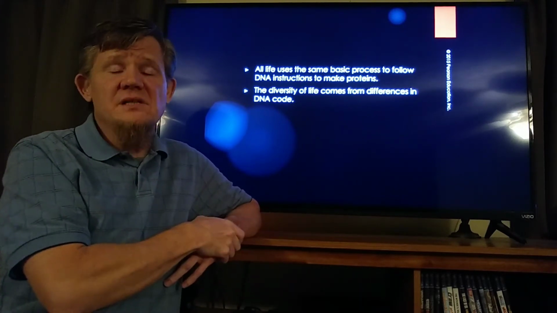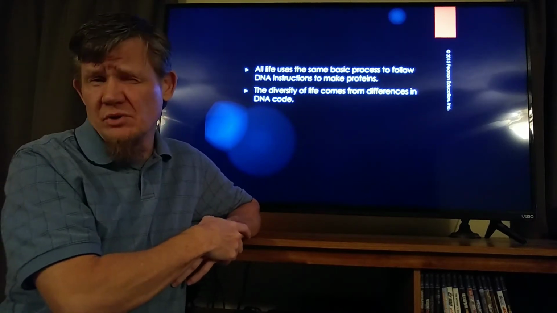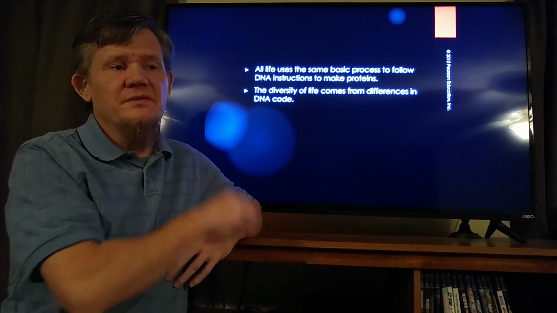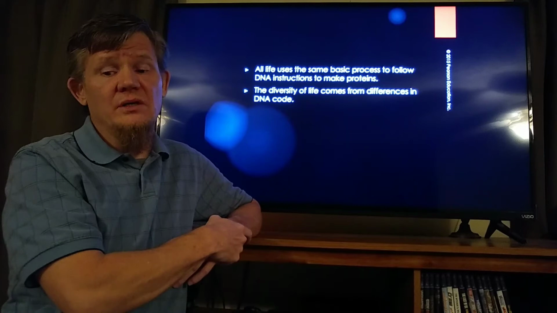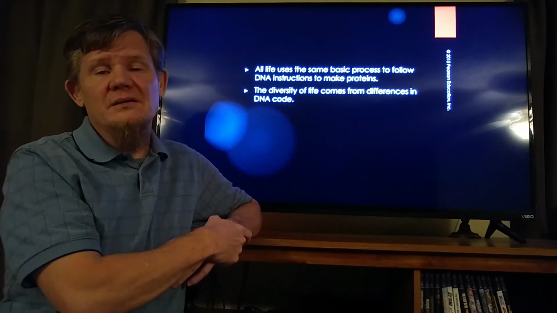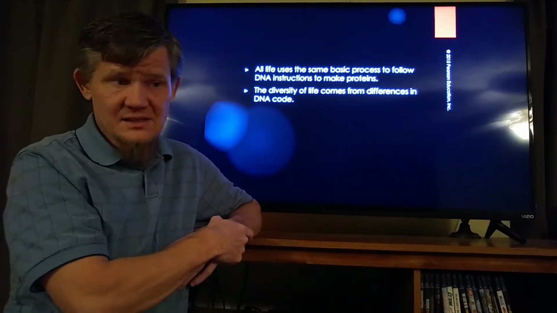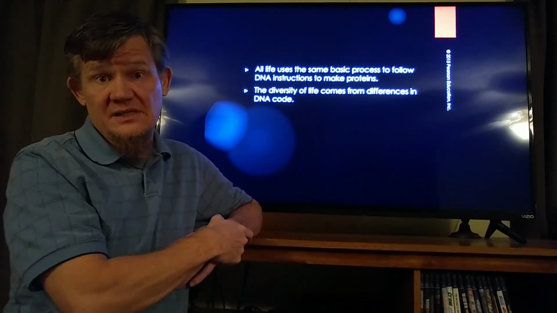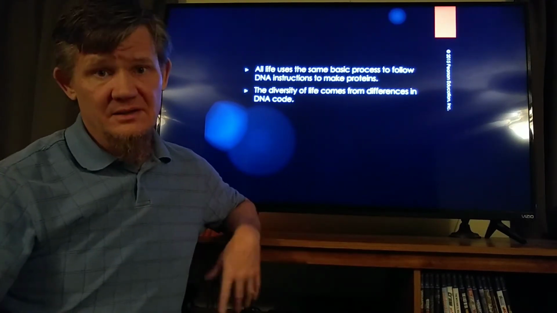The diversity of life, all of the different living things, there's 2-ish million species of things on the planet, comes from the different combinations of DNA, the different ways in which the code is put together. How many different ways can you put English words together to get different meanings, to get different sentences? And the answer is almost limitless. You can put them together to get different sentences. You can put DNA together to get different products.